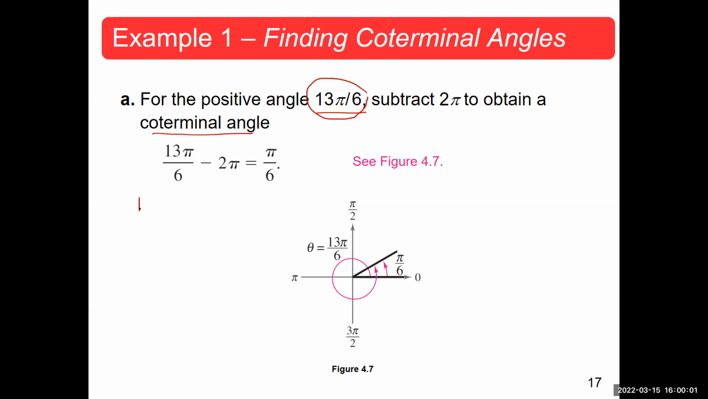How do you subtract them? 13 pi over 6 minus 12 pi over 6. So I just make the common denominators. I converted the 2 to be 12 over 6, which is okay. Then 13 minus 12 equals 1 over 6. So this is the coterminal angle for this angle.